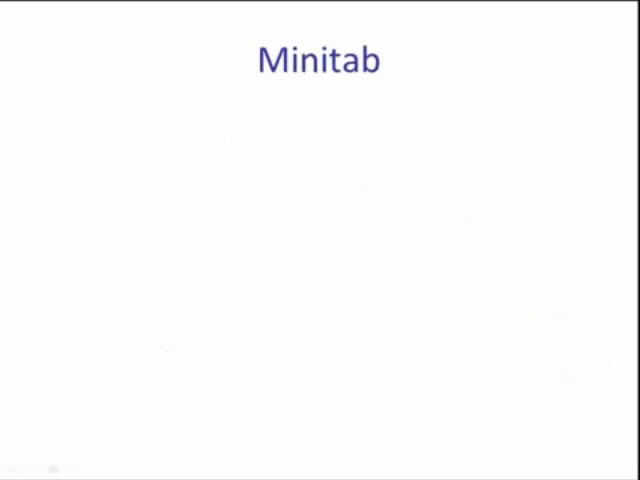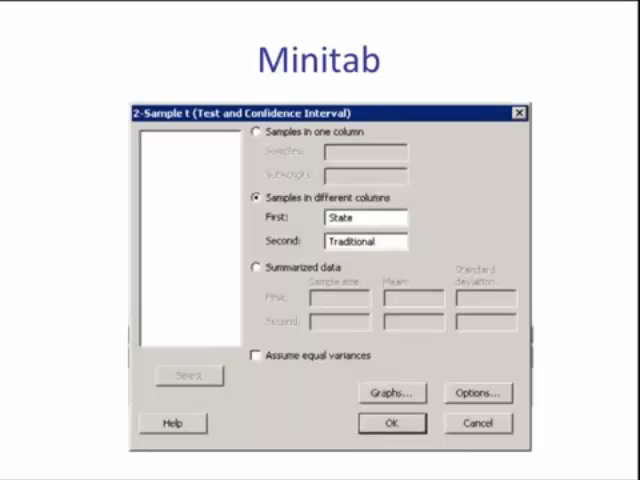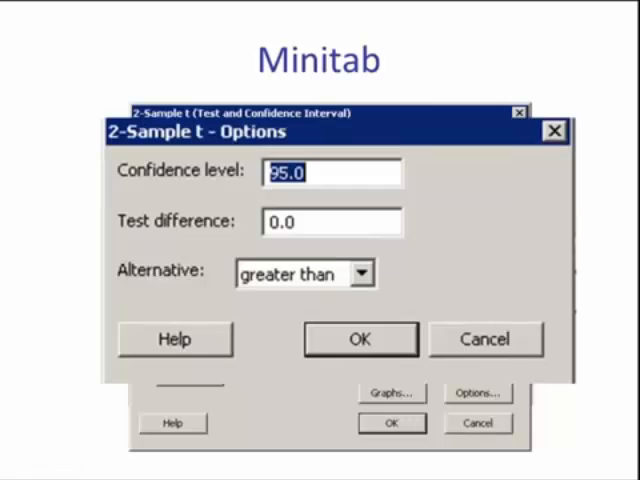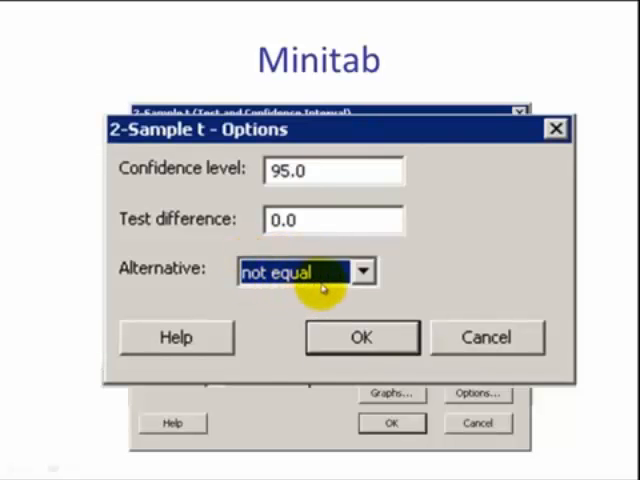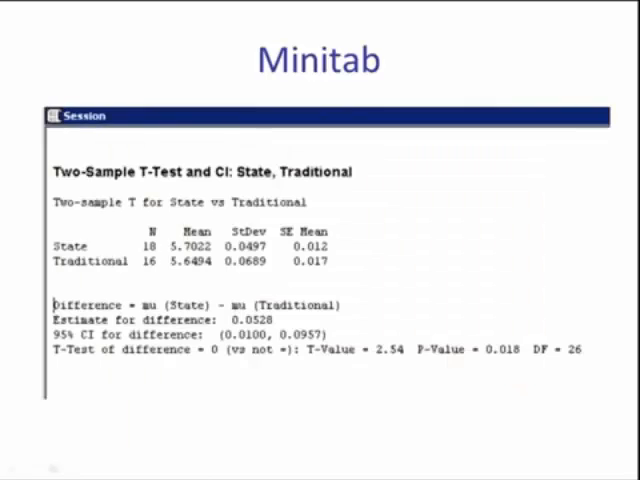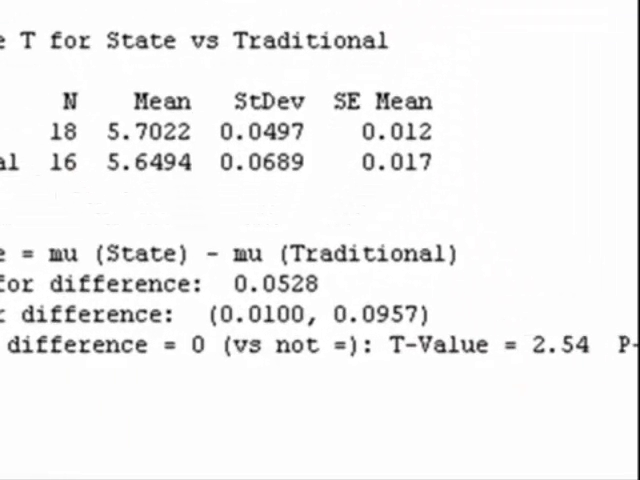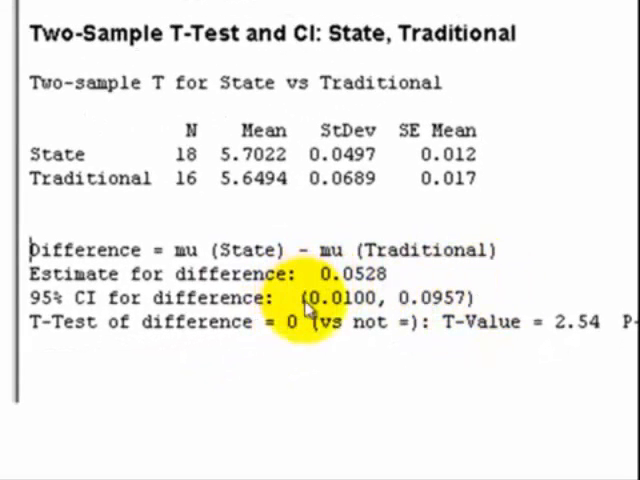By using technology, let's start with Minitab. To construct the confidence interval, we first go to Stat, Basic Statistics, 2-Sample t. We select the raw data. First data set is state quarters, second data set is traditional. We go to Options, and we change the alternative from greater than to not equal to. This will produce the confidence interval. We hit OK and OK again, and in the session window we see the 95% confidence interval for the difference is given right here. Now it is a little different than what was produced by hand, and that has to relate to the degrees of freedom, which we'll talk about a little bit later.